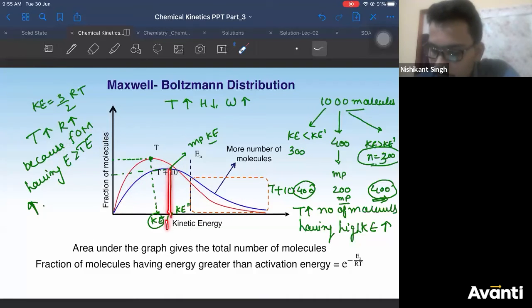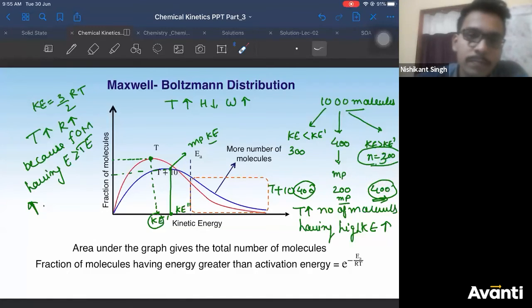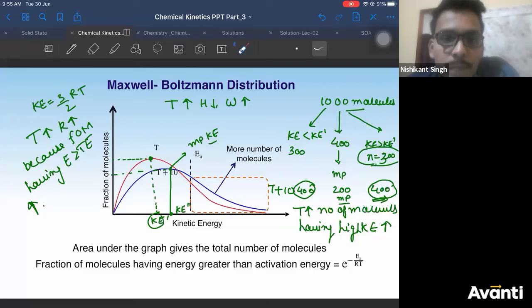Let's say this is your threshold energy. So the number of molecules having energy greater than threshold energy is increased. Initially it was 300, now it is 400. Right? If you don't change the reactant profile, then it will not change. If the reaction mechanism is the same, then it will not change.